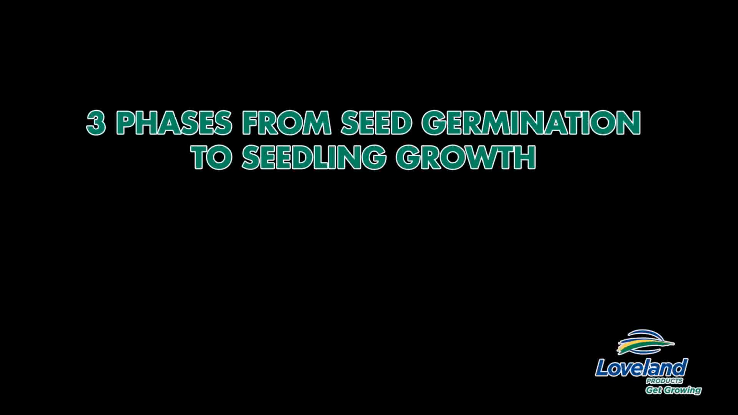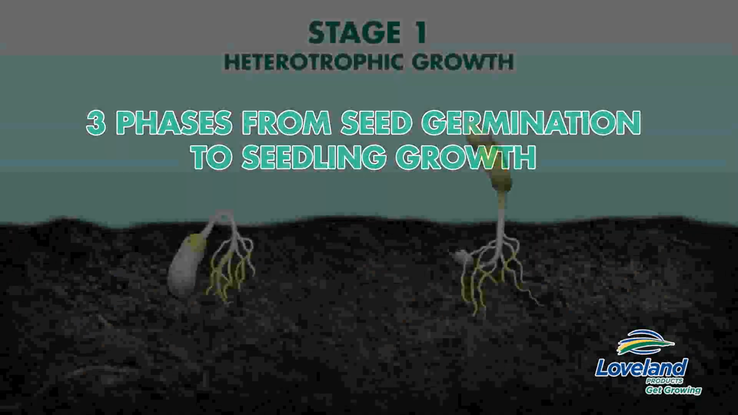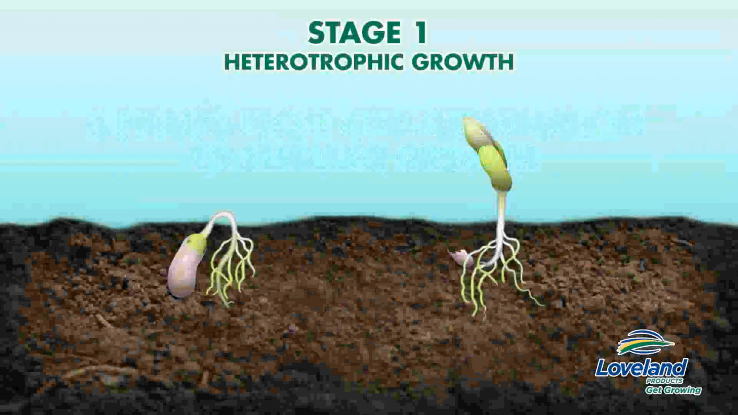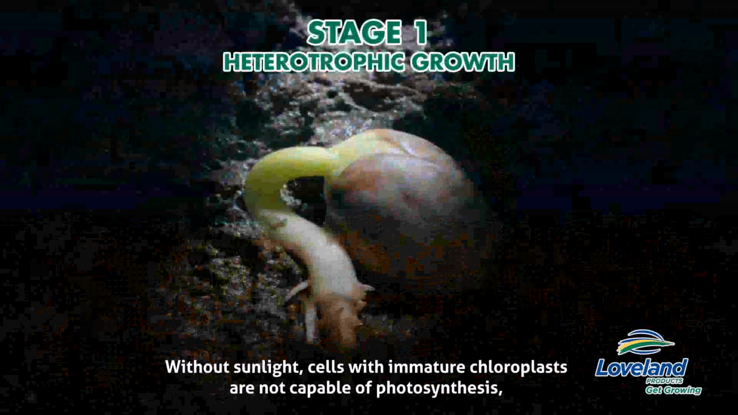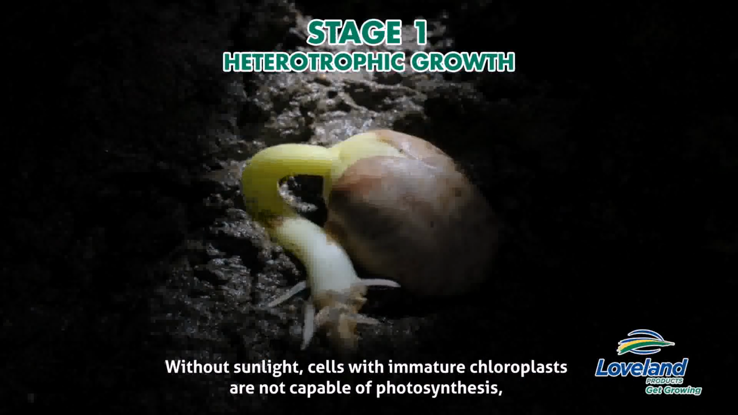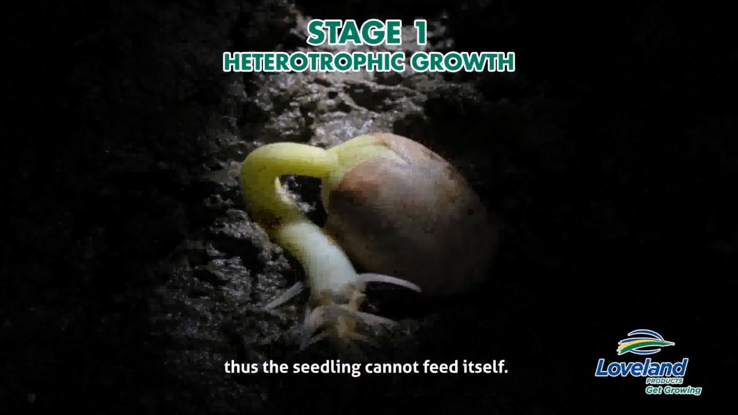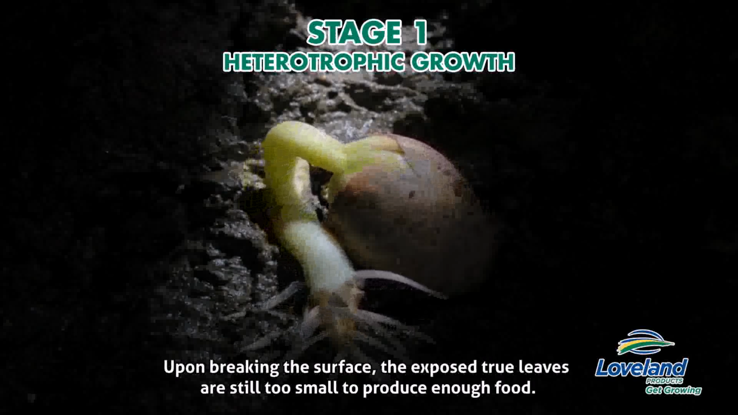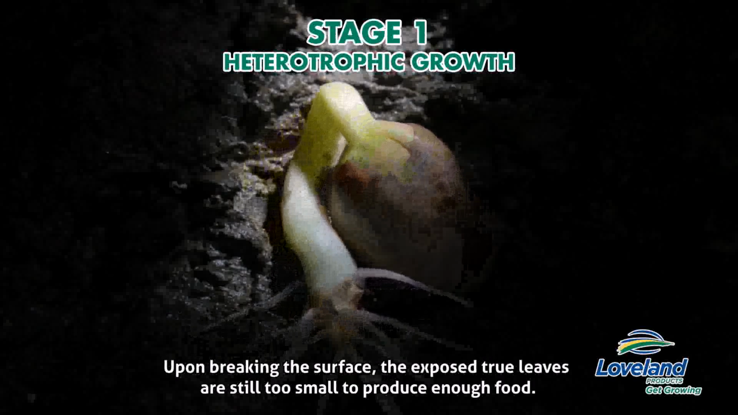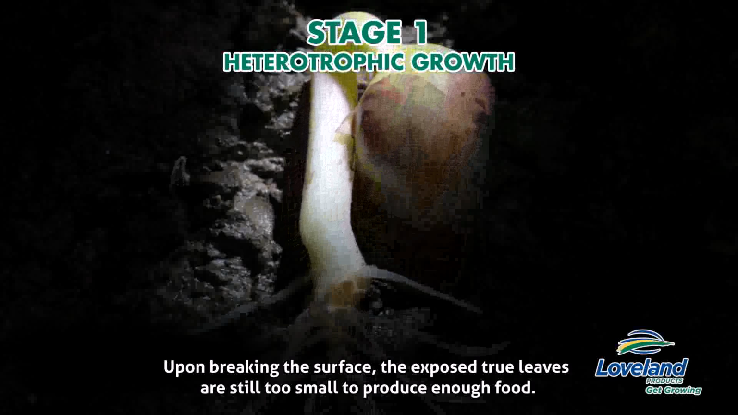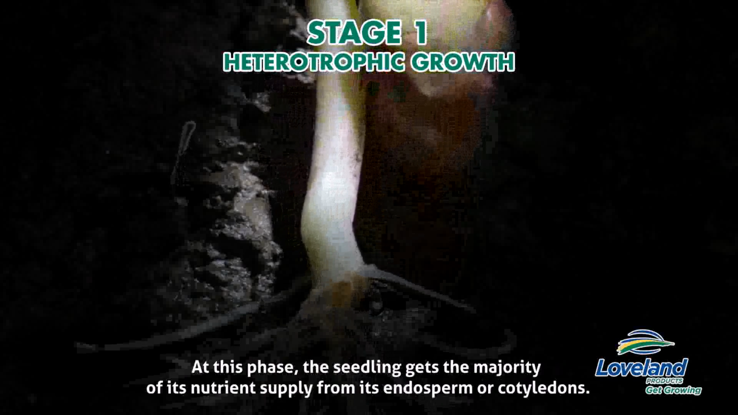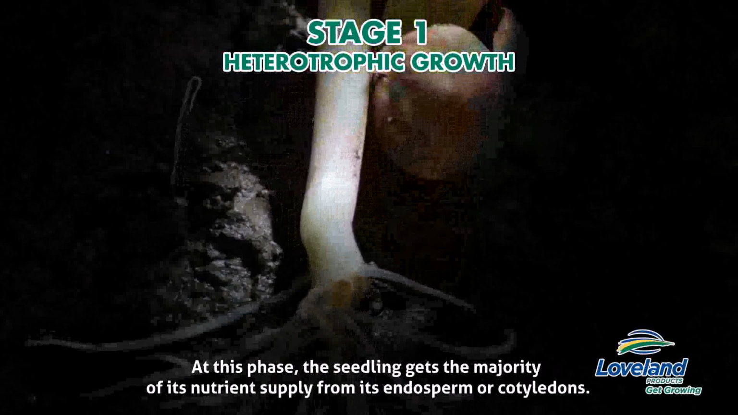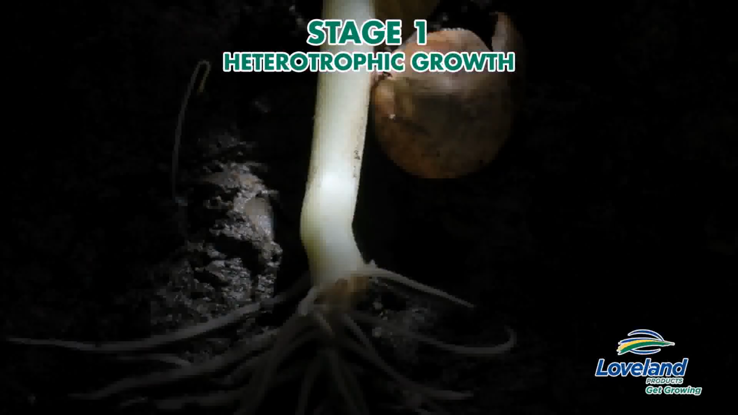3 phases from seed germination to seedling growth. Stage 1, or heterotrophic growth. Without sunlight, cells with immature chloroplasts are not capable of photosynthesis, thus the seedling cannot feed itself. Upon breaking the surface, the exposed true leaves are still too small to produce enough food. At this phase, the seedling gets the majority of its nutrient supply from its endosperm or cotyledons.